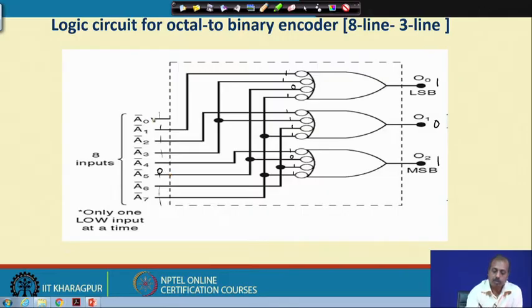If A0 is equal to 0 and the rest are all equal to 1, then what happens? The A0 line is not connected to anybody, so all the inputs that we are getting are 1. As a result the NAND functions will give all 0 here, this will also be 0 and this will also be 0. So, 000 will be the output, which definitely identifies the A0 input. This way I can design this encoder circuitry by simply connecting some NAND gates.